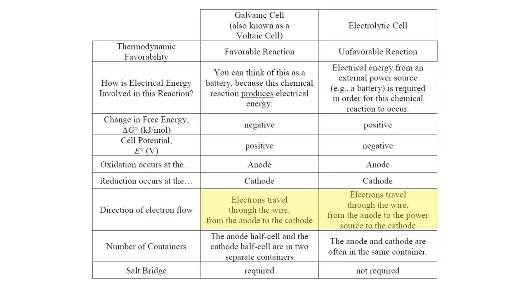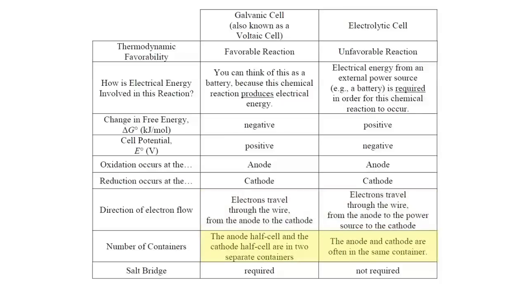And it's a similar process with an electrolytic cell. Even though there is an external power source or a battery, electrons are still traveling in that same direction through the wire from the anode and then to that power source and then on to the cathode. So it's the same direction of electron flow from the anode to the cathode.